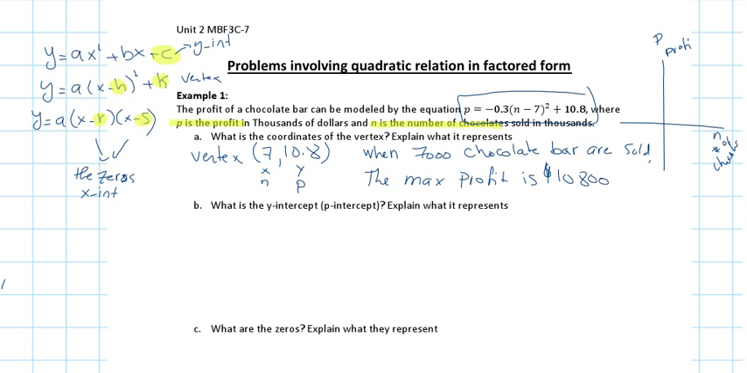Good. Now I know that this is going to open down because that's a negative value. So I know I'm going to have something that looks like this. And I know that my vertex is going to be at 7,000, and then my maximum height is going to be 10.8. Now I have to say that in a sentence. This is when you have to put things together, guys.